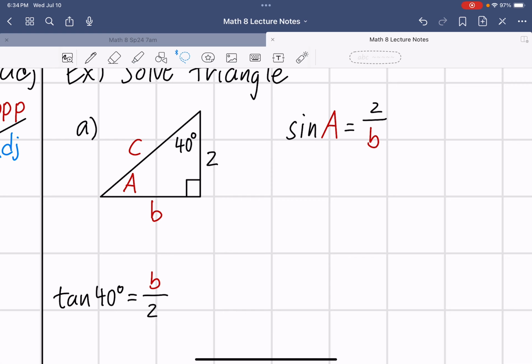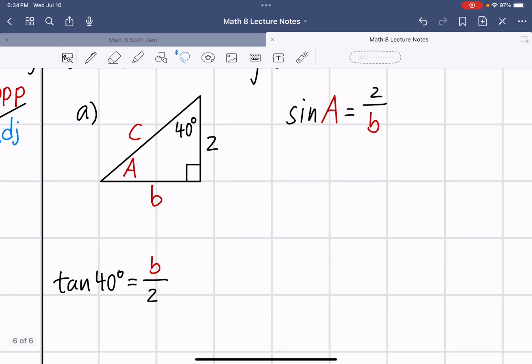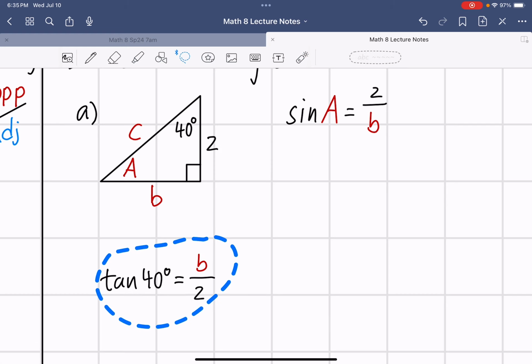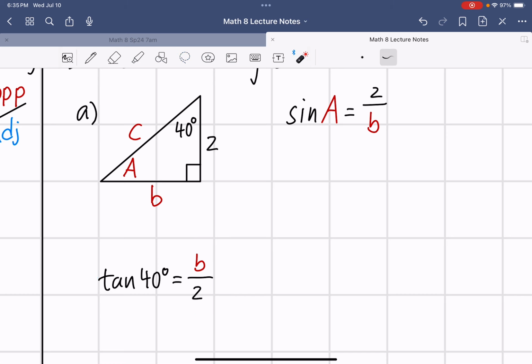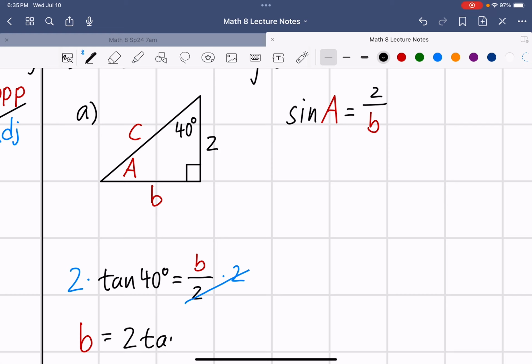Now, this is where we need to use a little bit of algebra with equations, and all I'm gonna do is multiply, because my goal now, there's only one unknown. I have one equation. That's enough for me to solve. So I'm gonna multiply 2 to both sides to help me isolate my variable. And that means I have side B is equal to 2 times tangent 40 degrees.